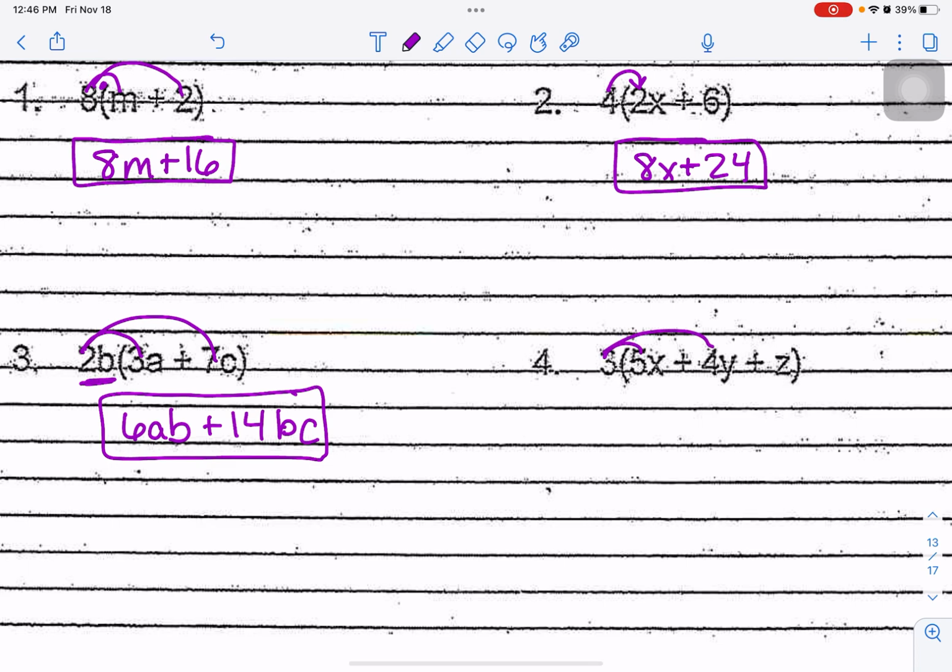Now those all had 2 numbers, but it applies the same even if you have 3 numbers, only you're going to distribute the number 3 times. So 3 times 5 is 15x, plus 3 times 4, which is 12y, plus 3 times the z, which is 3z. That is your distributive property using algebraic expressions.